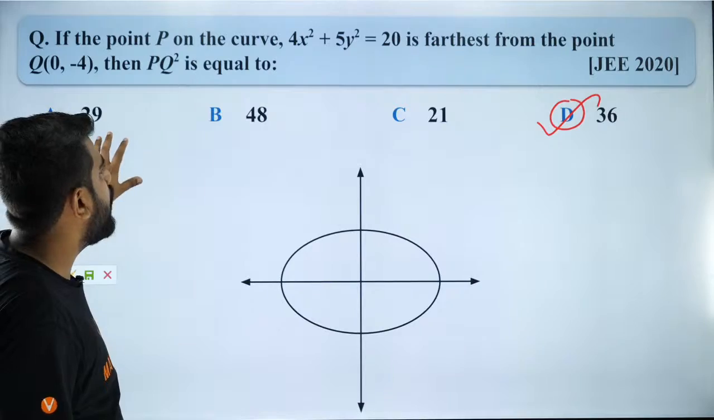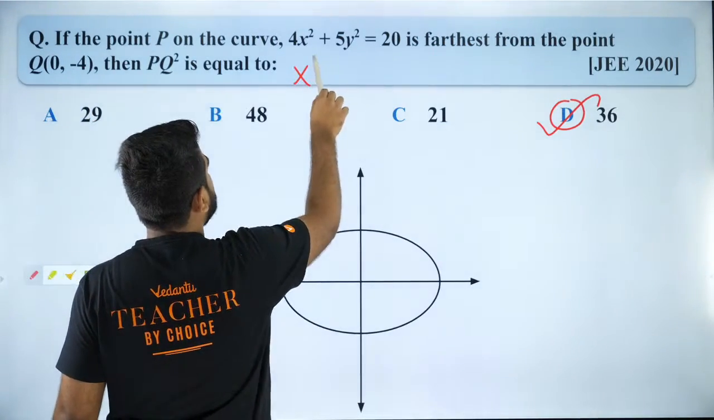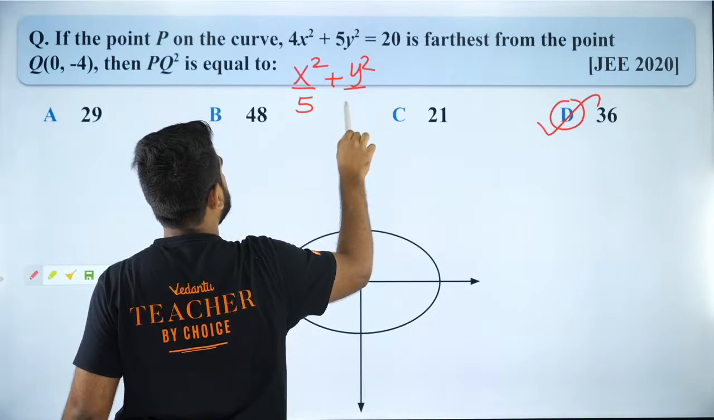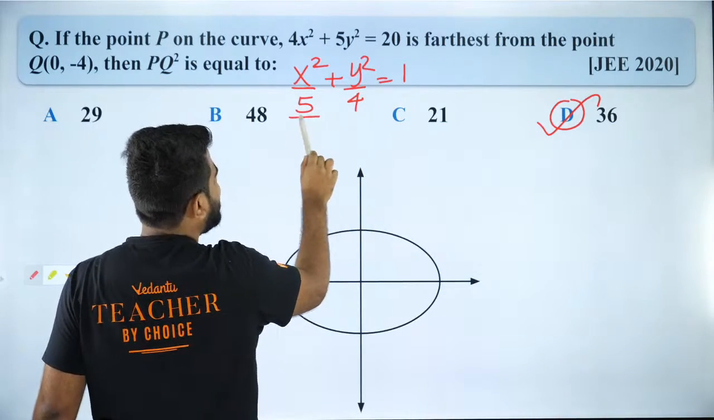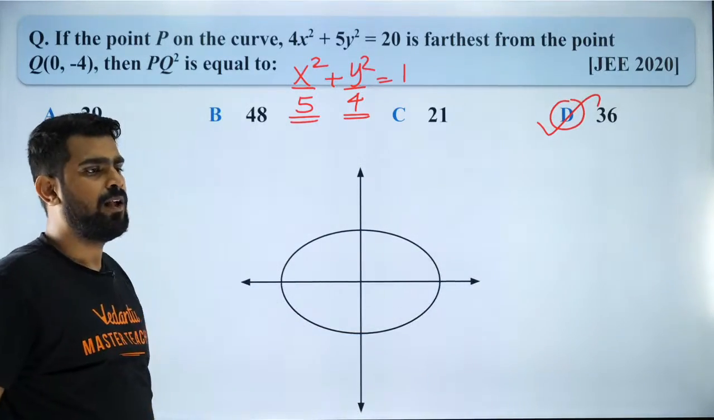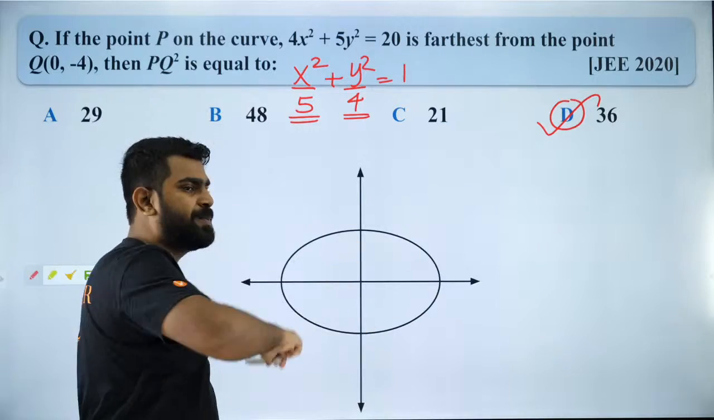Now let me show you how it is done. So first of all, guys, what is this ellipse? This ellipse is x square by 5 plus y square by 4 is equal to 1. So I know my a is greater than b, so it will be a horizontally elongated ellipse. Whenever a is greater than b, it will be a horizontally elongated ellipse.